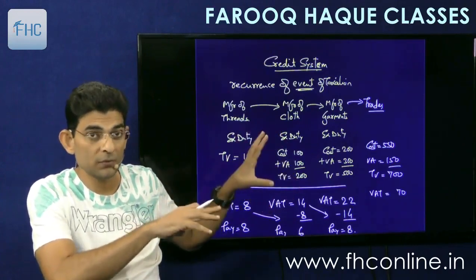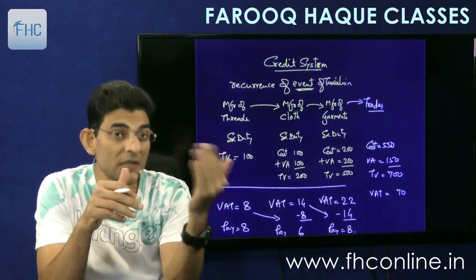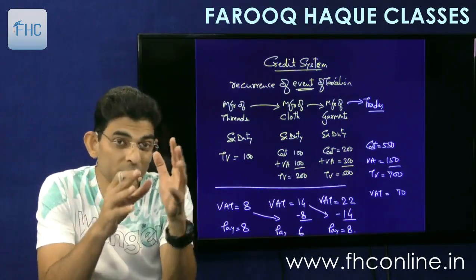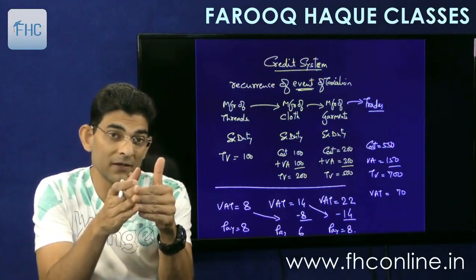So they have to pay both. Manufacturers had to pay both, because after manufacturing they were also selling. So they had to pay both. On manufacturing they had to pay excise, and then on sales they had to pay VAT.